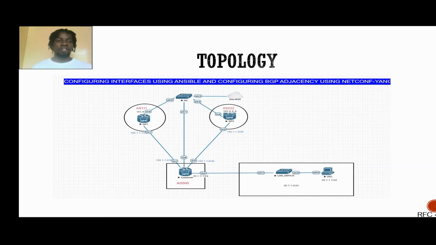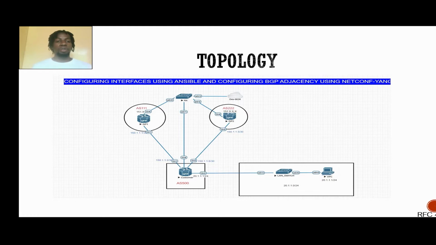We want to configure interface gigabit 1 and gigabit 2 on ISP1, gigabit 1, gigabit 2, and gigabit 3 on the R1 or customer router. Then also configure gigabit 2 on ISP2. So all this will be done using an Ansible playbook. So basically, we're going to configure the interface, we're going to verify the configuration, and we're going to test reachability using Ansible, and then also going to save configuration using Ansible.